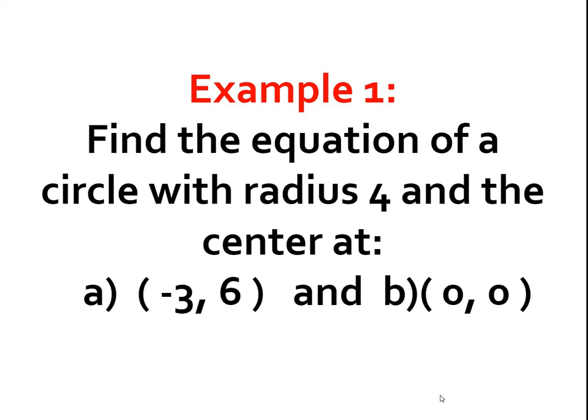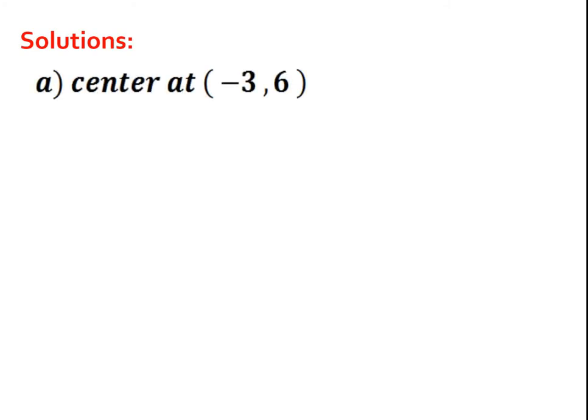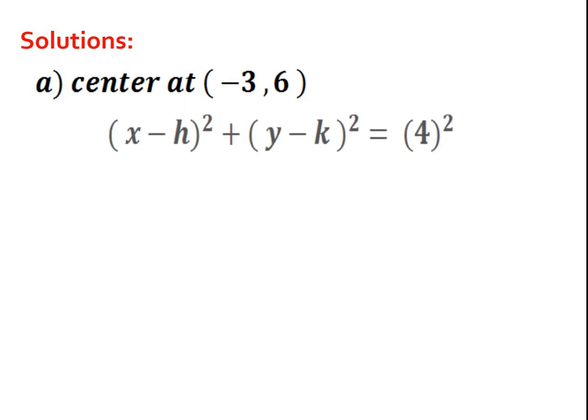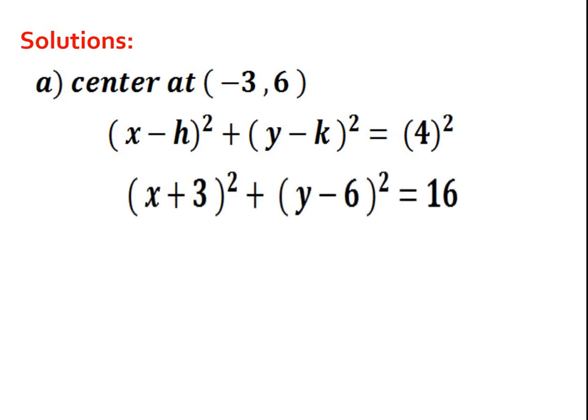Find the equation of a circle with radius 4 and the center at (a) negative 3, 6 and (b) 0, 0. Let's have the solution. At center negative 3, 6, we use the formula: the square of (x minus h) plus the square of (y minus k) is equal to the square of 4, where 4 is the radius. By substitution, h equals negative 3, so it becomes x plus 3. Then 6 is positive, so we substitute k, so it is y minus 6. Squaring 4, we have 16. And finally, we have the square of (x plus 3) plus the square of (y minus 6) equals 16.